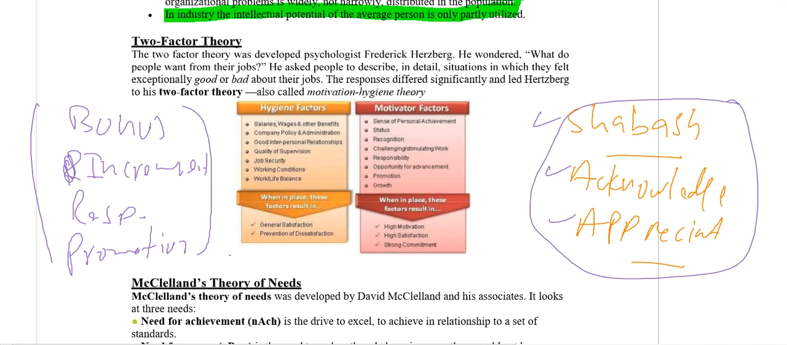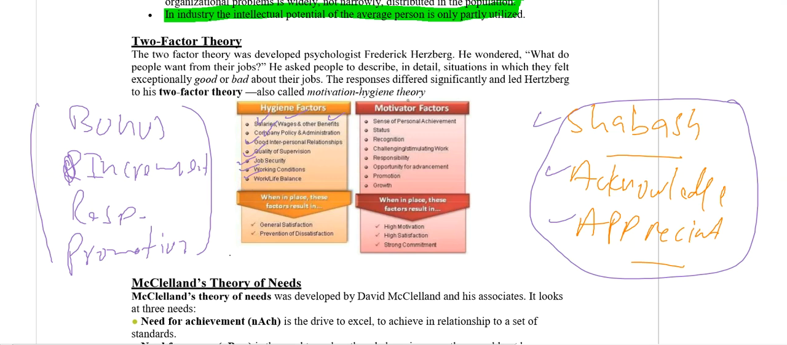Number one, hygiene factor. Hygiene factor means when salary is improved, wages and other benefits are given, company policies and administration, promotion is given, good interpersonal relationships, quality supervision, job security, working conditions are fine, then work-life balance, and these are the benefits which are given.